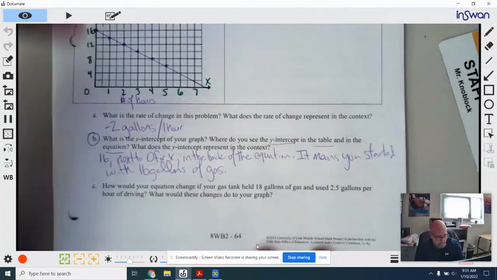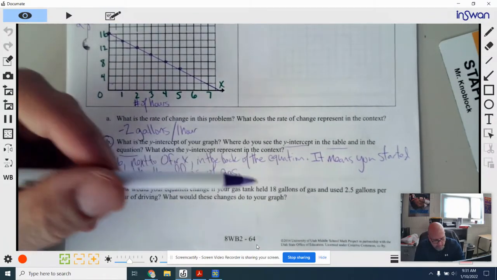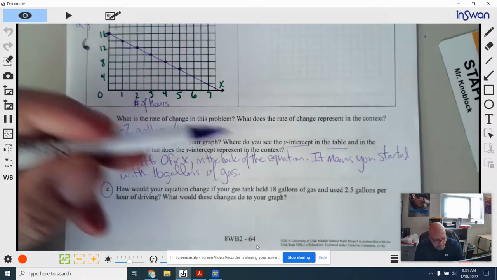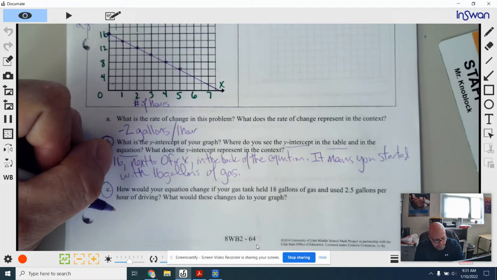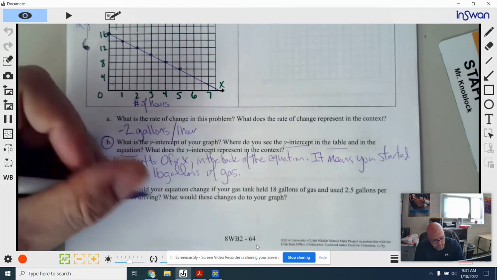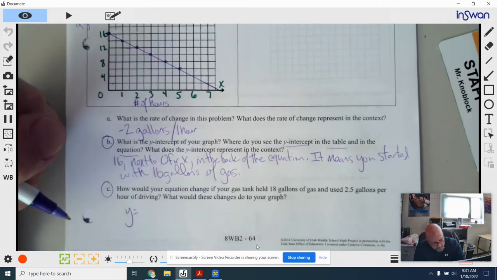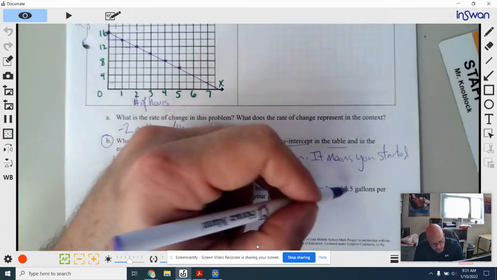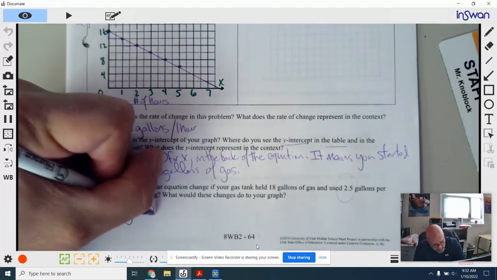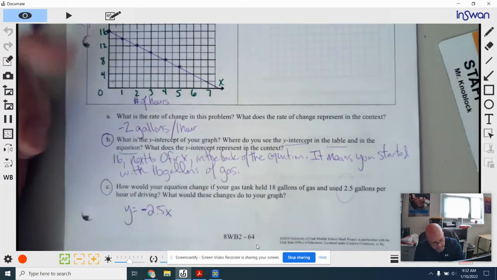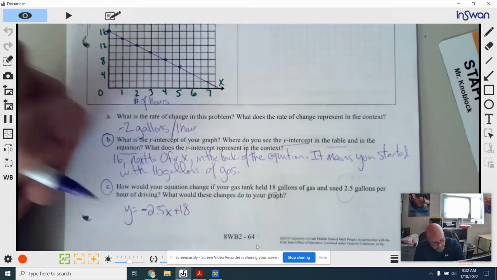Okay, letter C. How would you change the equation if your tank held 18 gallons and you used 2.5 gallons per hour? What would the equation be? In this case, hopefully you said y equals, you were using 2.5 gallons per hour. So that means you're going to be negative 2.5x, but you started with 18. So that'd be plus 18 there.